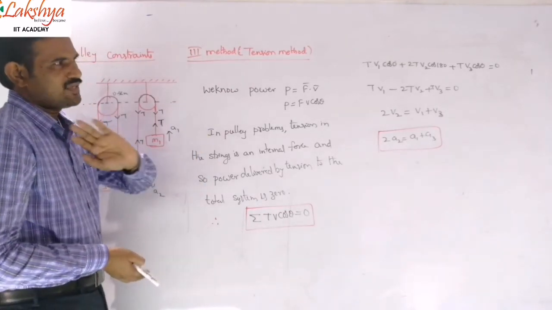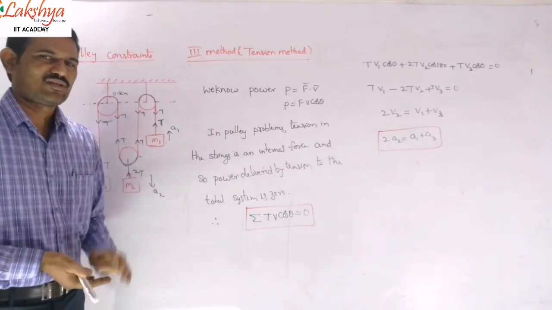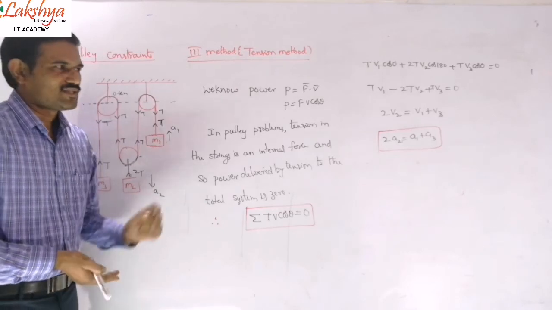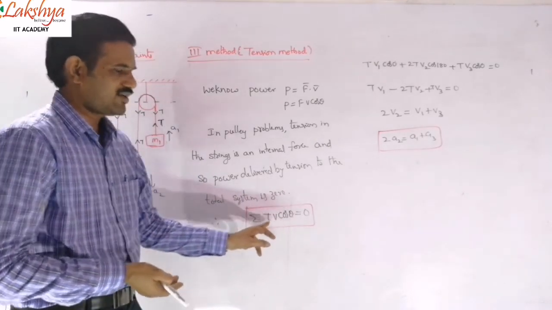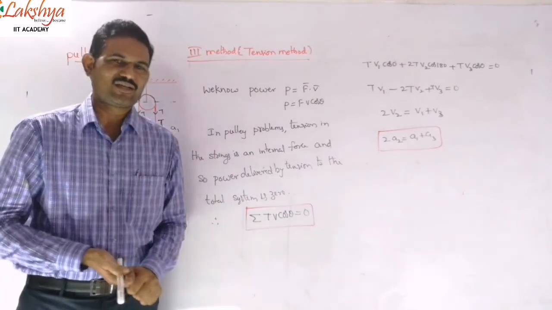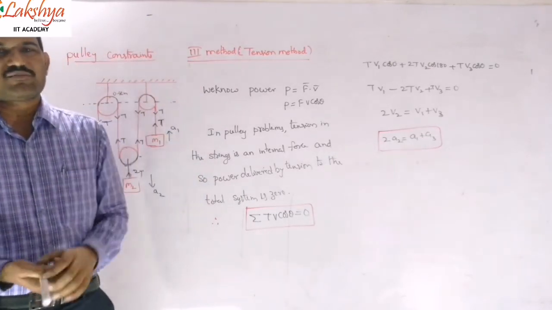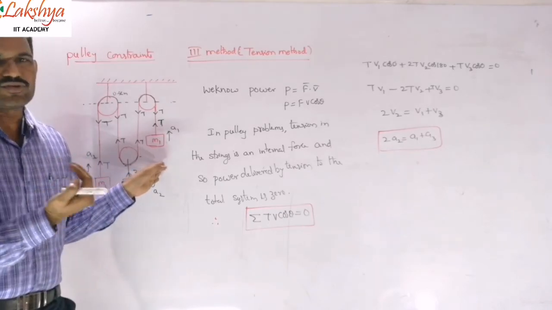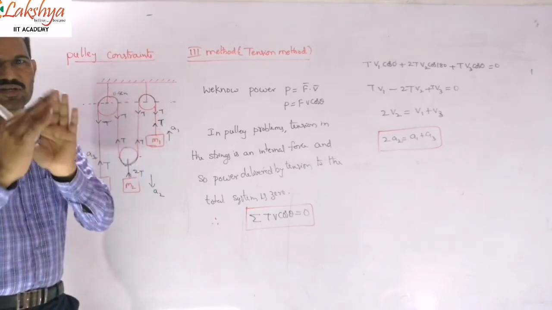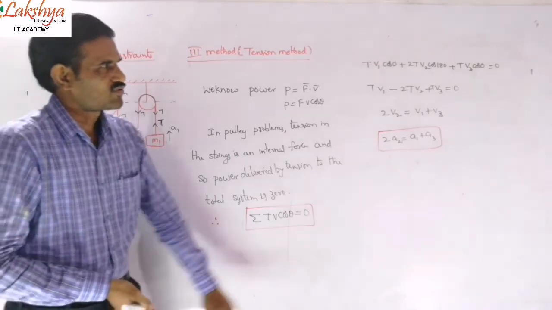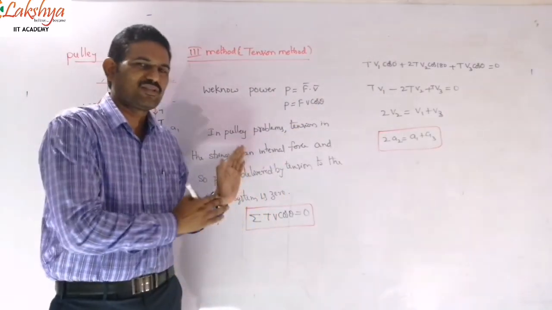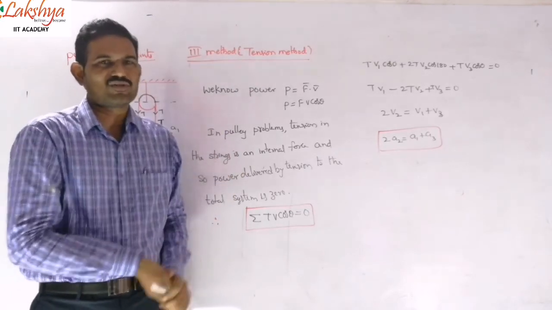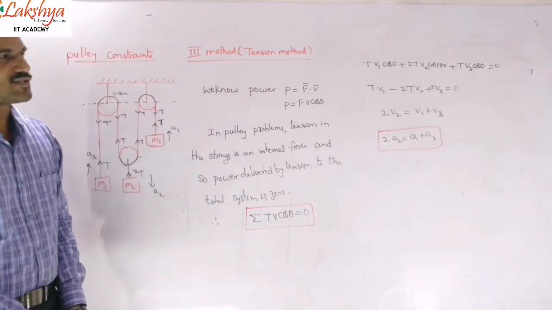If more pulleys are there, you will get confusion if you follow the displacement method. But this method will be easy for any number of pulleys. For any number of pulleys you can apply this method and solve it easily. You only need to identify the theta value, the angle between V and T here. For that you need to assume some directions. Whatever directions you assume, throughout this problem you need to consider the same directions until you get the final answer. So generally we prefer to solve the problems by this sigma TV cos theta is equal to 0 method.